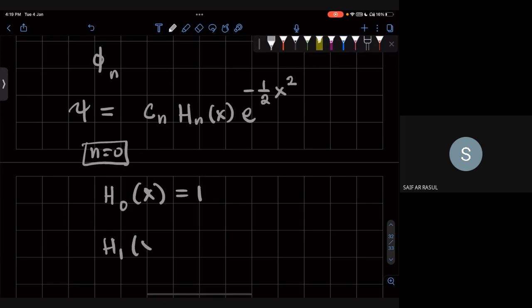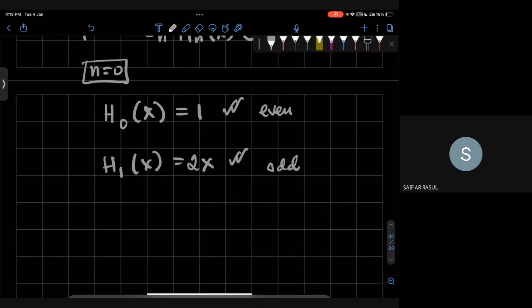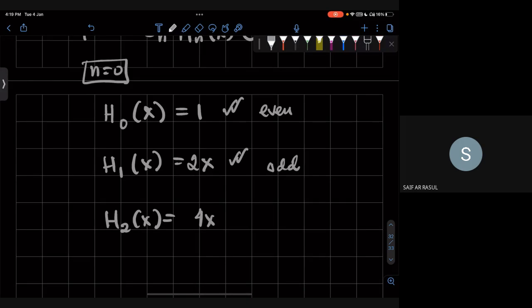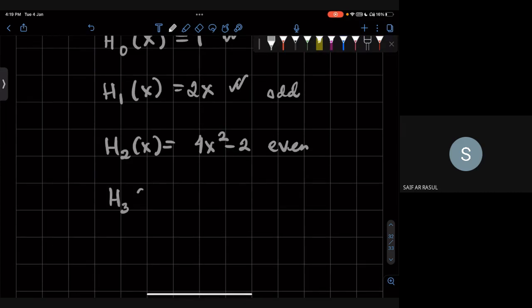H1 of x is 2x. H0 is an even function, and H1 is an odd function, right? Even, odd. And then H2 of x is 4x squared minus 2, even. Then H3 of x is 8x cubed minus 12x, and so on and so forth.